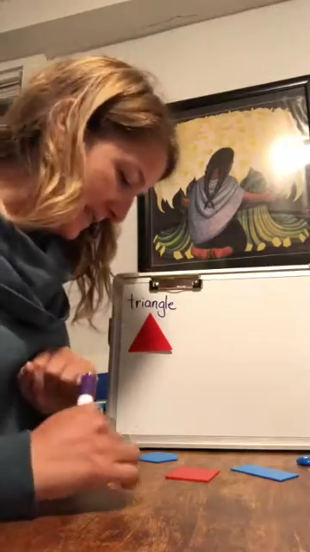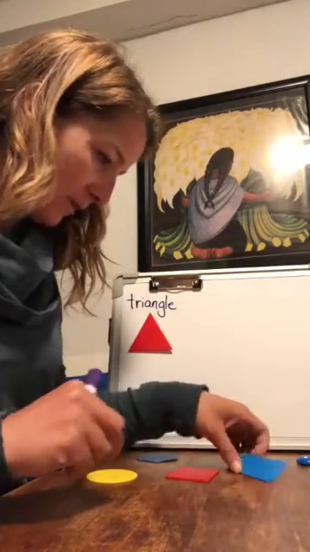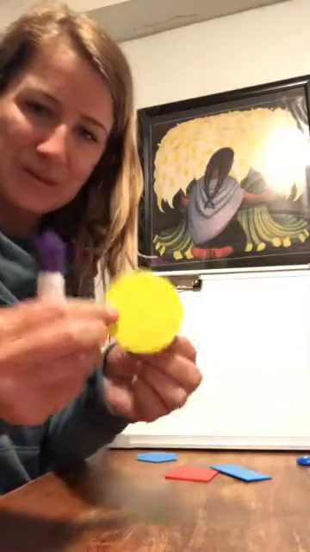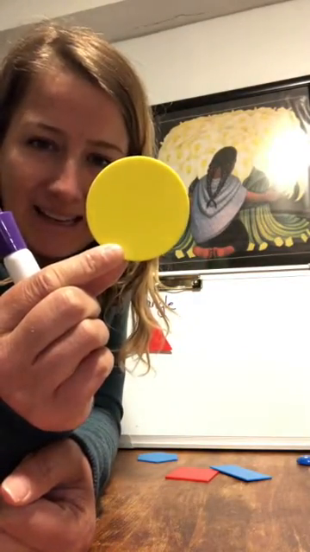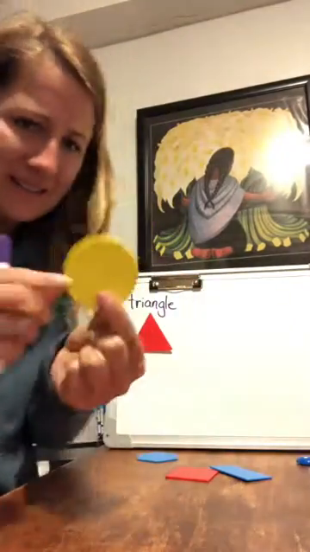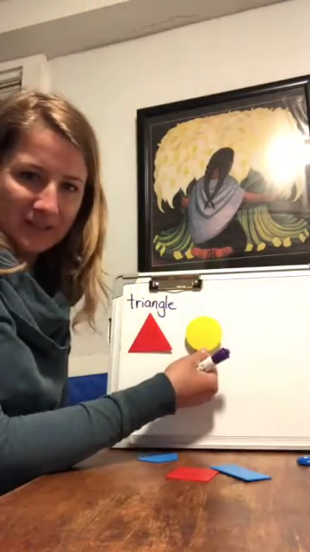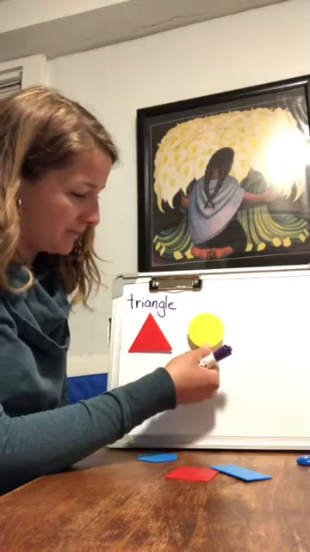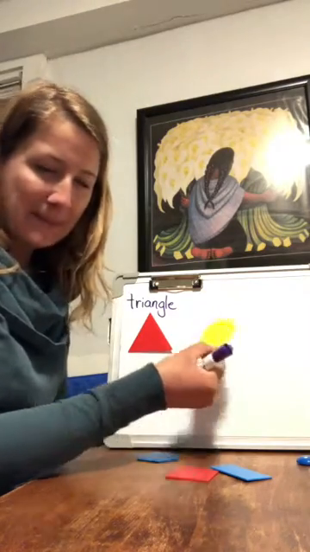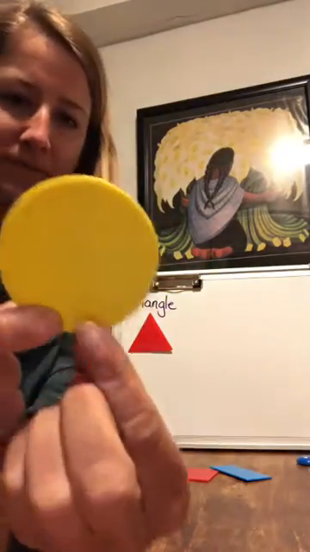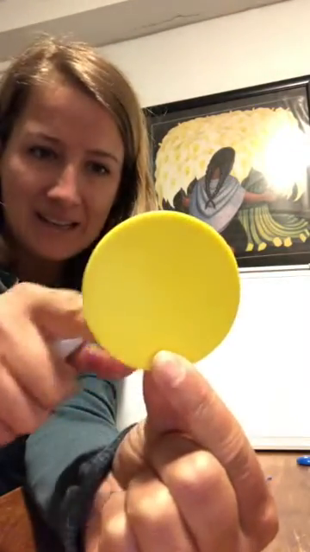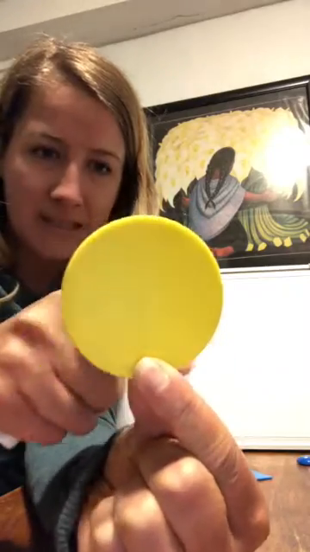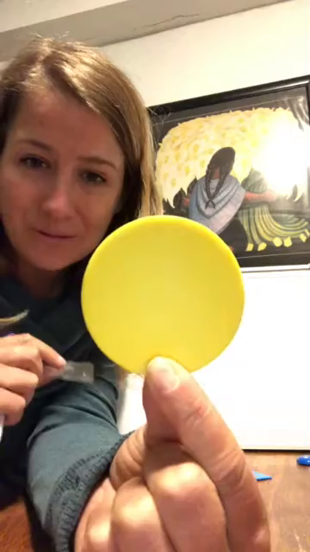All right, let's take a look at another one. I bet you guys know this one. What's this one called? This is a circle, and does it look like a triangle? No, it's very different. How many sides does a circle have? It doesn't really have any sides, right? A circle is one continuous curved line that goes around and around. So it doesn't really have any sides.